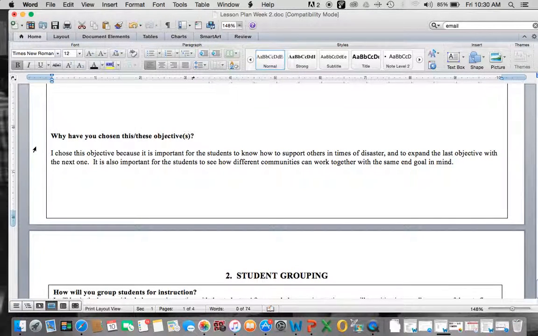Why have you chosen this objective? I chose this objective because it is important for the students to know how to support others in times of disaster, and to expand on the last objective with the next one. It is also important for the students to see how different communities can work together with the same end goal in mind.